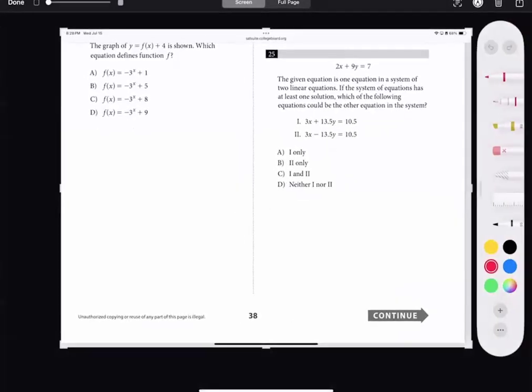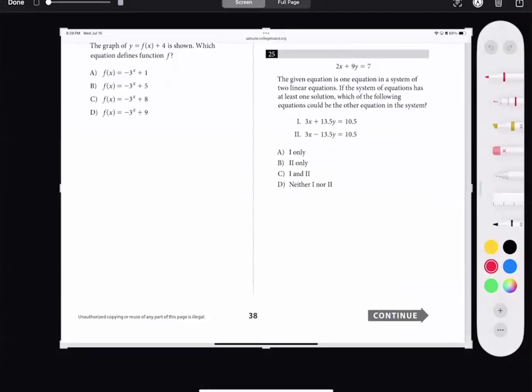The given equation, well, we have 2x plus 9y is equal to 7. The given equation is one equation in a system of two linear equations. If the system of equations has at least one solution, which of the following equations could be the other equation in the system? Okay, so both can be.